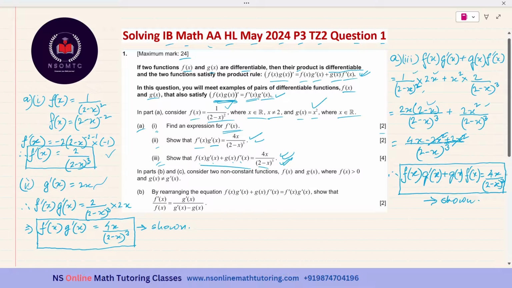Okay. In parts B and C, consider two non-constant functions f of x and g of x, where f of x is greater than 0 and g of x is not equal to g dash x. So part B is saying find by rearranging the equation f of x times g dash x plus g of x times f dash x is equal to f dash x times g dash x. So show that f dash x over f of x equals g dash x over g dash x minus g of x. Okay, fine.